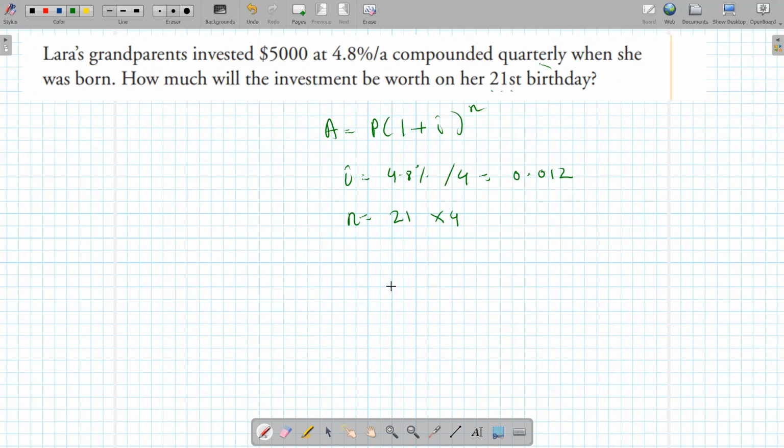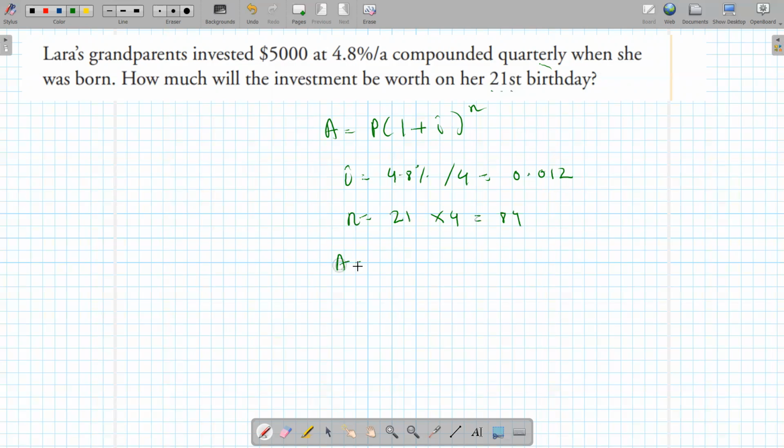Now, why do you multiply? Because you're getting interest every 3 months, and 3 months is a quarter of a year. So how many 3-month periods are there in 21 years? You just multiply that by 4. So 84. And that's how the question changes when it says quarterly.